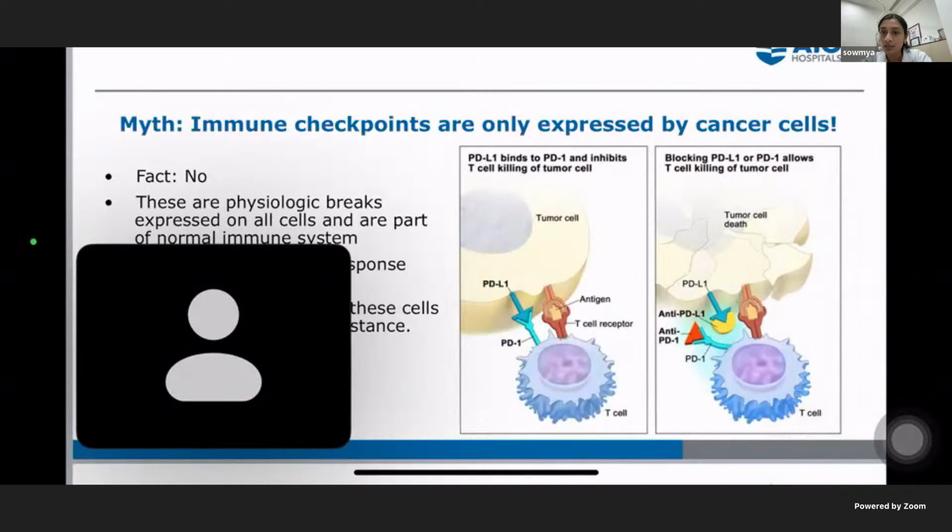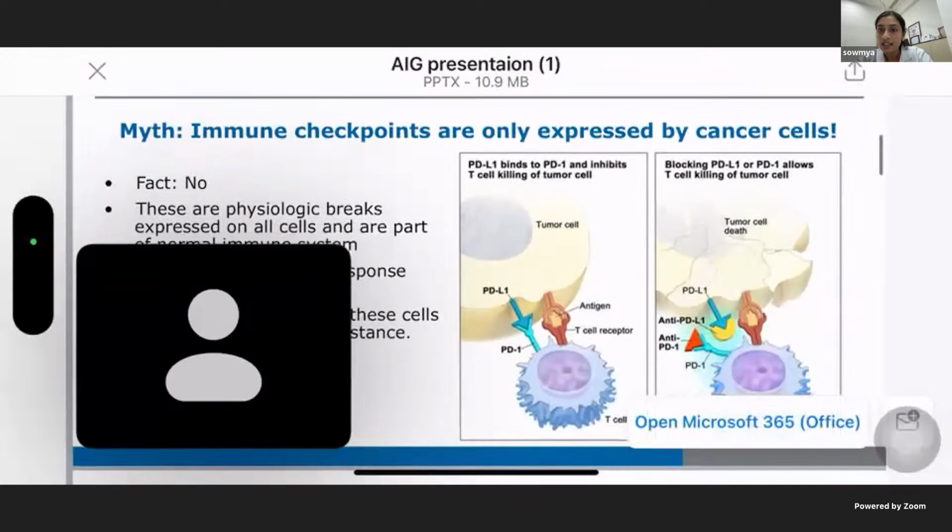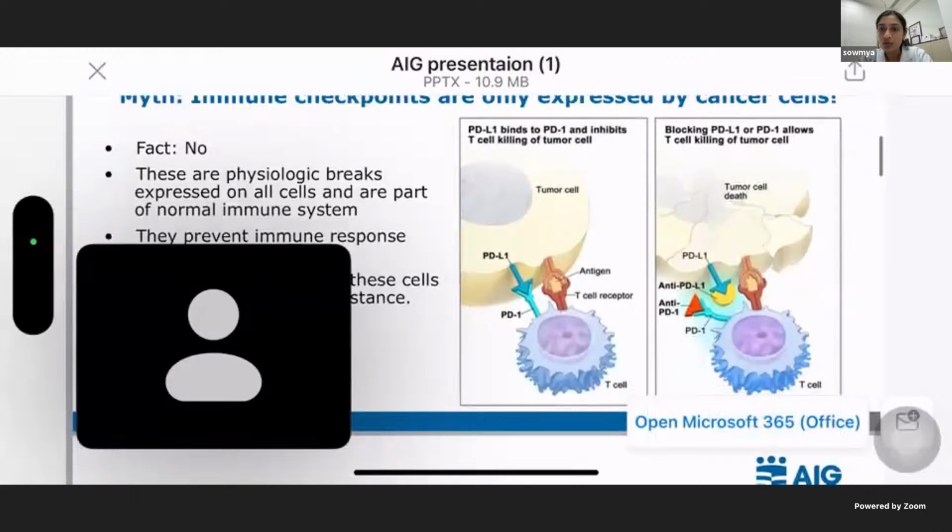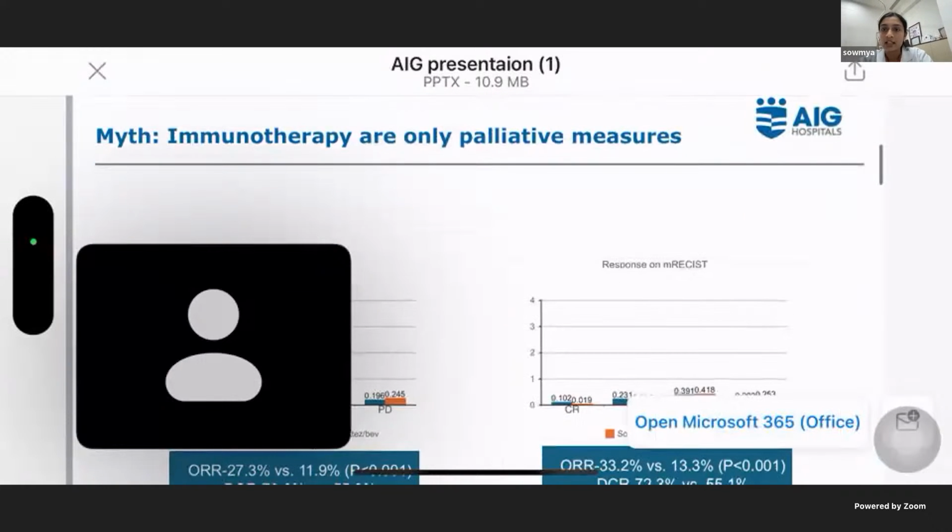So what immunotherapy does is either it blocks PDL1, which is expressed on the tumor cell, or PD1, which is expressed on the cytotoxic T cell, making the tumor cell prone to destruction by the T cell. Similarly, CTLA4 is also expressed on T cells. It protects against T cell destruction of the cells. When CTLA4 is blocked, it makes the cell prone for destruction by T cells.